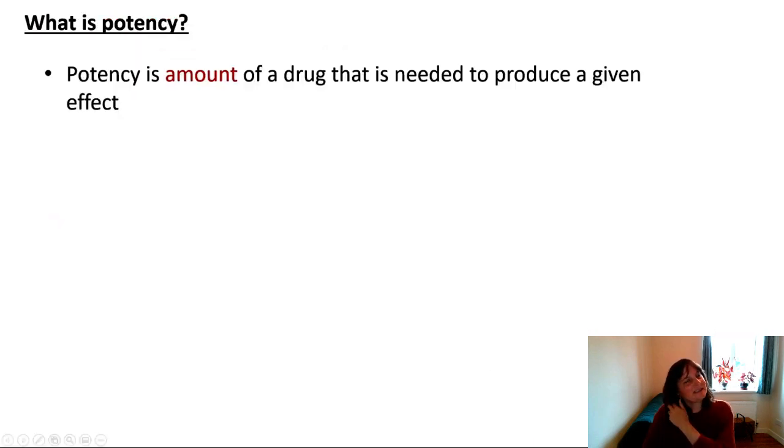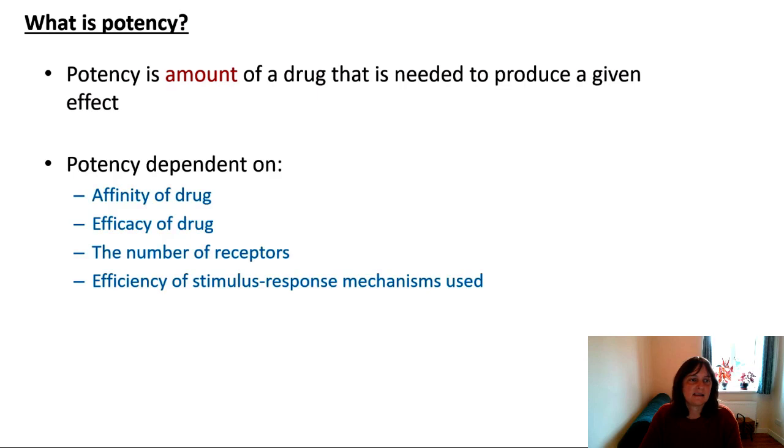So what is potency? Well, if you look in different textbooks and different journal articles, it can actually be defined a little bit differently. It can sometimes be thought of as a slightly vague notion, but essentially potency is the amount of drug that's needed to produce a given effect. And potency is dependent on a number of things.